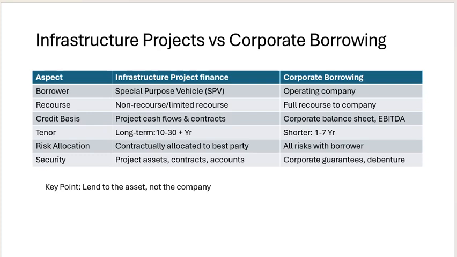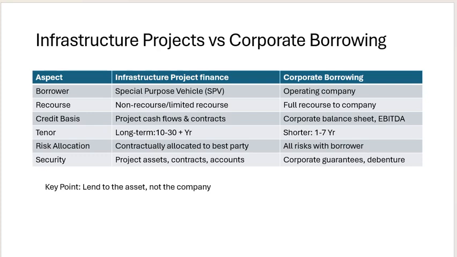So let's discuss the tenure. Tenure is one of the most important concepts, guys, and it differentiates infrastructure project finance from corporate borrowing. Tenure in infrastructure finance is 10 to 30 years. It is long gestation, long tenure financing. It's 30 years of financing for one of the projects. Corporate financing is shorter, 1 to 7 years, and it can be recovered immediately. At most it will be 7 years.